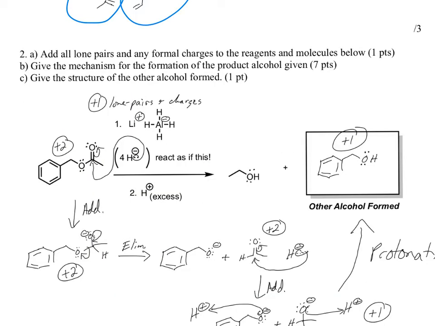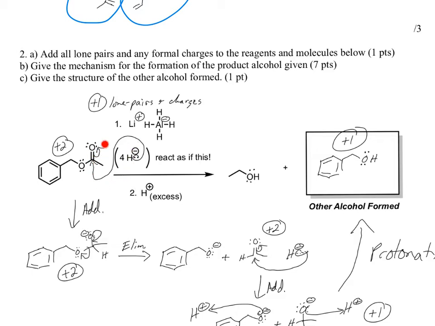So number 2, I want to make sure you added all lone pairs and formal charges to reagents and molecules below. So you had to put a negative charge on your aluminum, a plus charge on your lithium, and add, of course, lone pairs to everything where needed. The second part was to give a mechanism for the formation of the product alcohol given. And then finally we asked for the other alcohol. Lithium aluminum hydride essentially can react as just 4 H minuses. So that's what I did here.